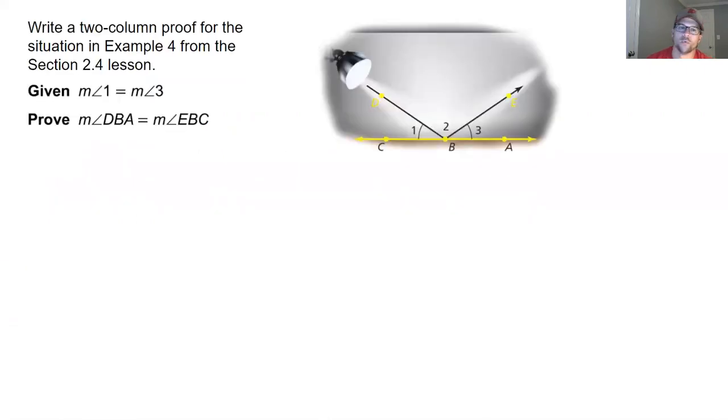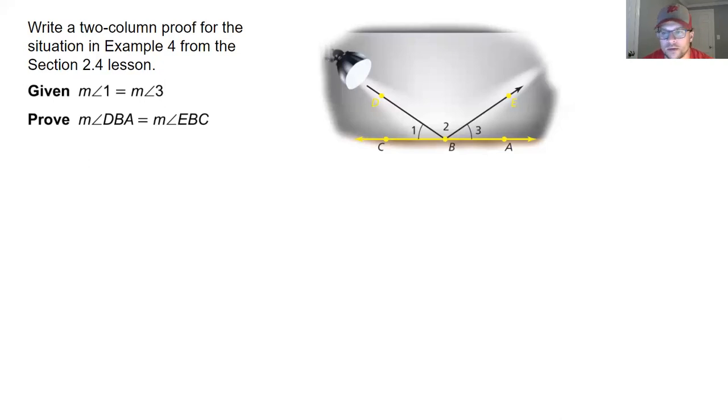So we're going to jump right into the very first example at the beginning to write a two-column proof and see it in action right away. This is based off of example 4 from section 2.4, and I know in this class specifically we skipped that, but this is still the same picture, and you don't need any previous information to look at this example.